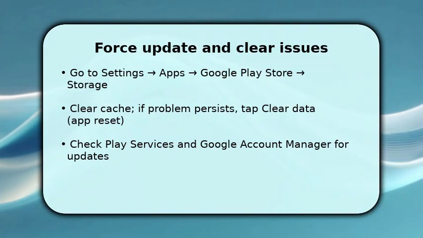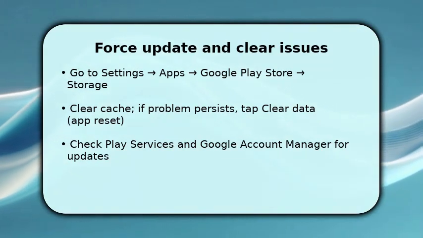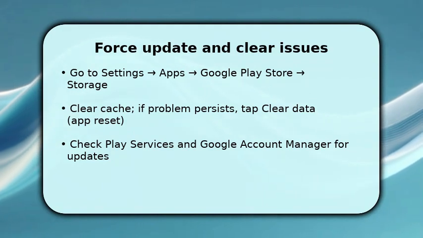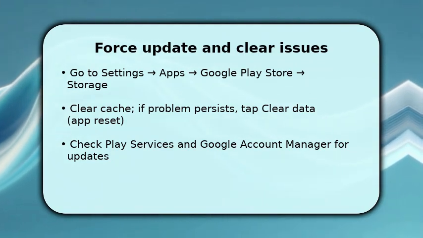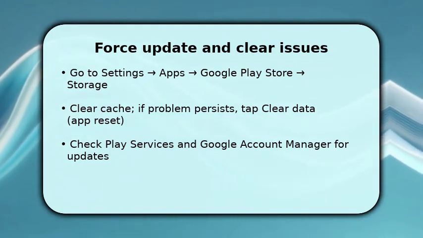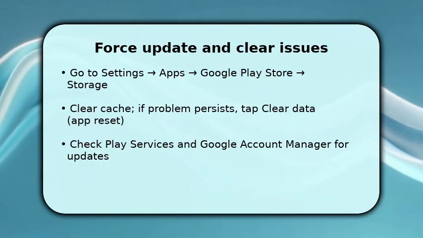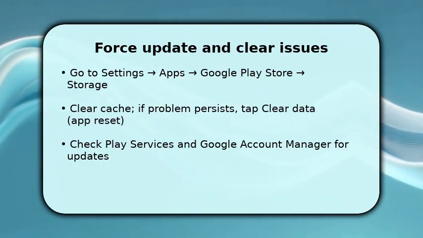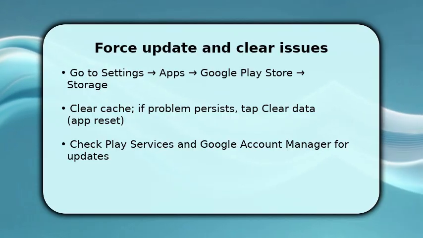Once you're in Play Store settings, go to Device Settings, then Apps, then Google Play Store, then Storage, and clear the cache. That often fixes stalled updates. If updates still fail, clear data to reset the app. This logs you out but preserves apps.